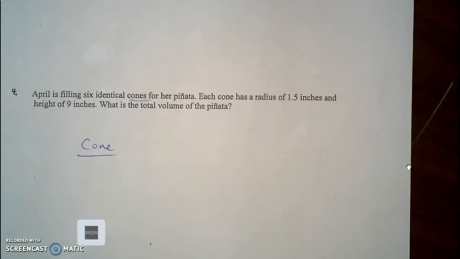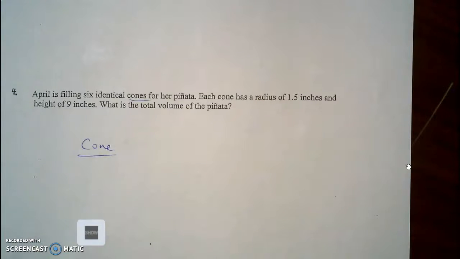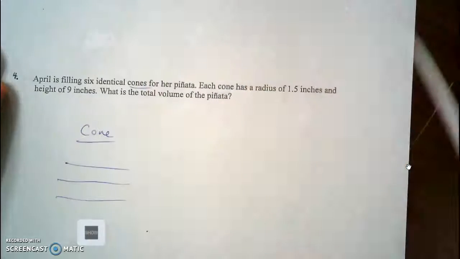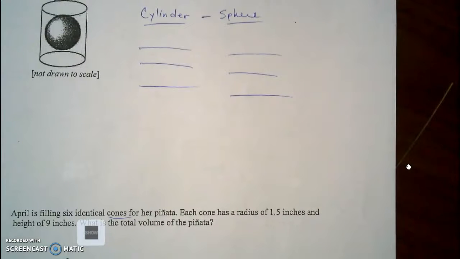Finally, number 4, April is filling 6 identical cones for her piñata. It gives you a radius and a height. So it sounds like you need the volume of a cone, but 6 of them. You only have to do it once and multiply by 6. Do your best. Try to show work again. You're going to have 3 lines for that. Don't leave anything off. And if you need any help, let me know.